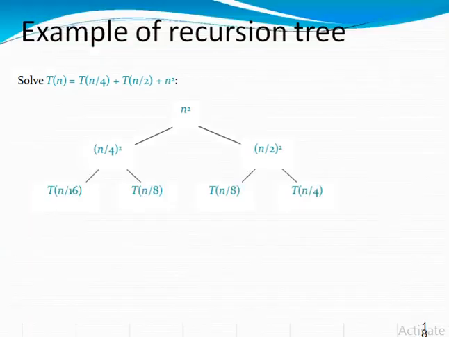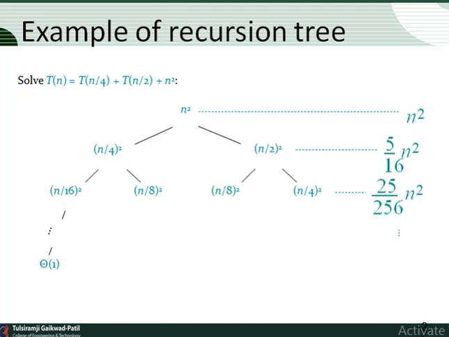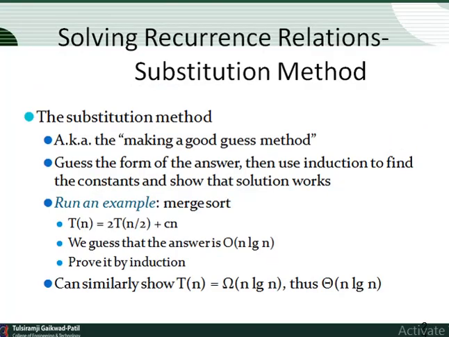T of n by 4 can again be represented in terms of t of n by 16. The square of 4 is 16, and if you multiply 4 by 2, it is n by 8. Same thing, 2 to the power 2 is equal to 4, and 2 to the power 3 is equal to 8. Next, for the time complexity, it goes up to the final stage, that is theta of 1 on the left hand side, and n square plus 5 by 16 n square, plus 25 by 256 n square, and so on, according to the geometric series. So it depends, and it is not completely reliable.